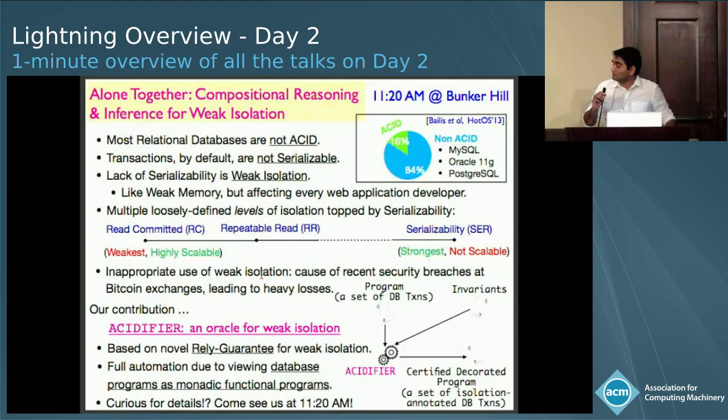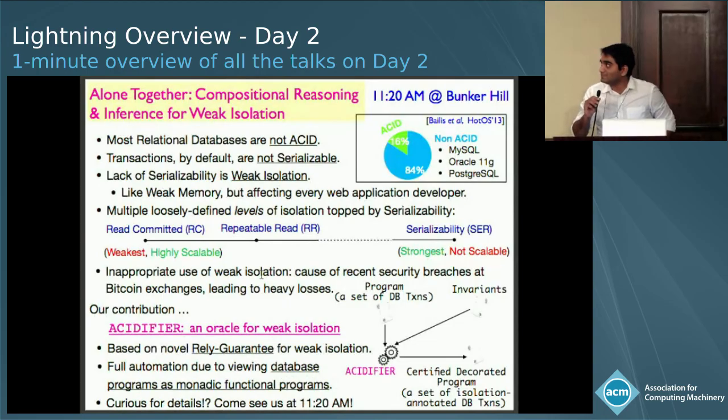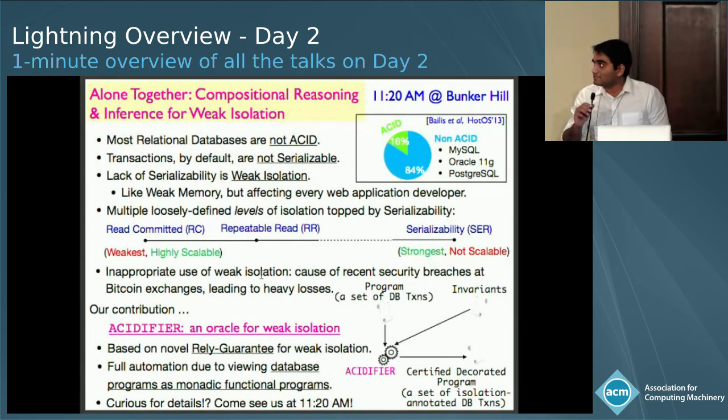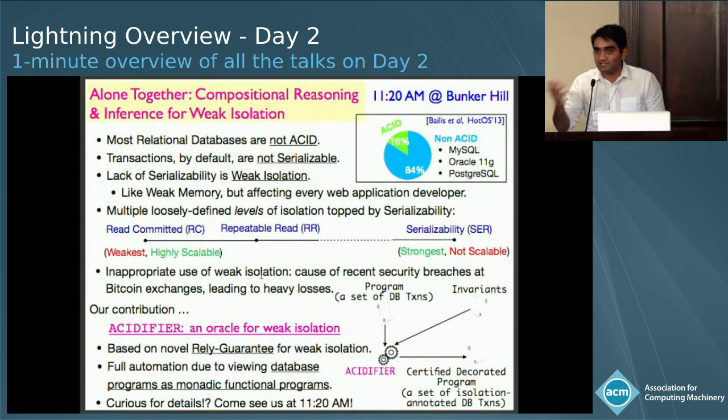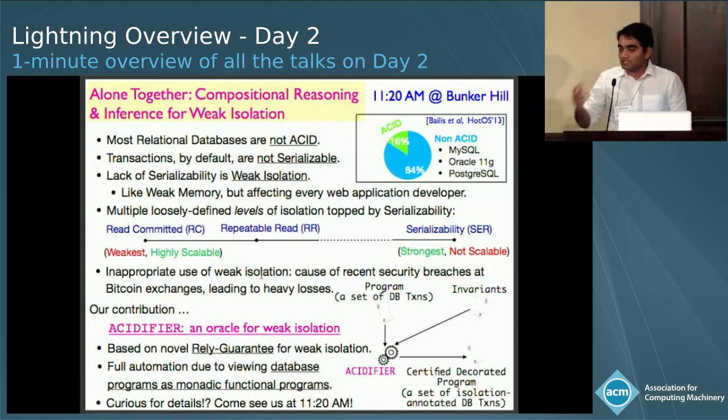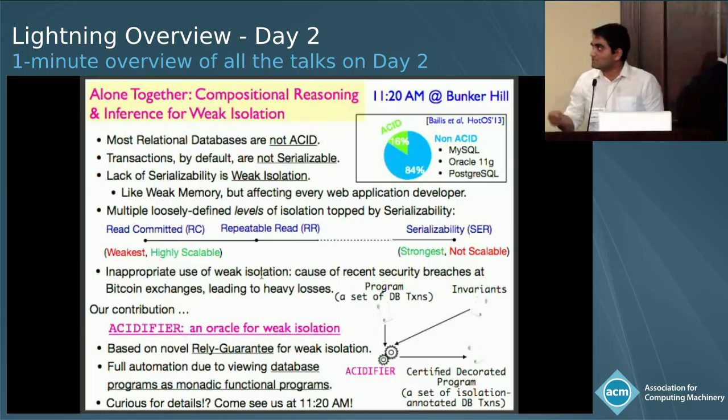Hello, everyone. My talk is at 11:20 a.m. at Bunker Hill, and I'm going to talk about a compositional reasoning technique and an inference technique for weakly isolated transactions. So this is basically a story of how we applied PL techniques to solve a real problem in databases.